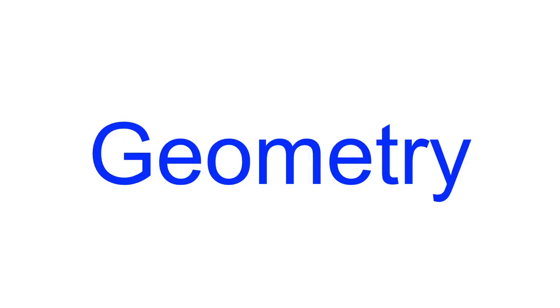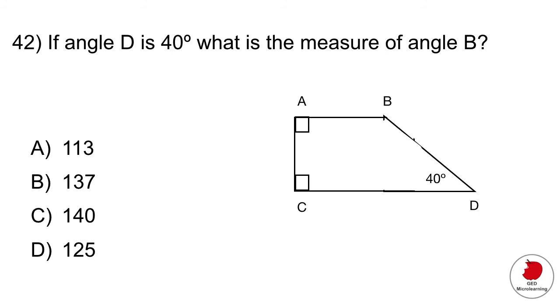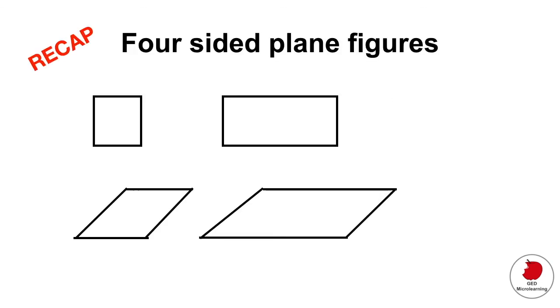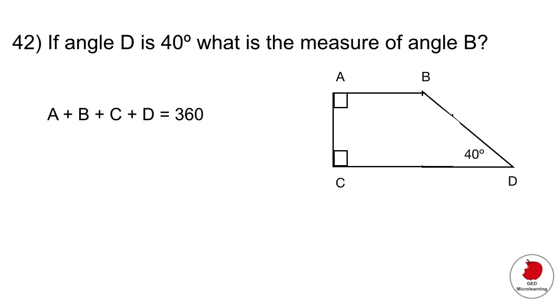All right, so in the next section, we're going to go ahead and do some geometry questions. The first question is this: if angle D is 40 degrees, what is the measure of angle B? So what you have to remember is that whenever you get a four-sided plane figure, the sum of all of the angles is 360. Okay, so basically in this figure, angle A plus angle B plus angle C plus angle D is going to equal 360.